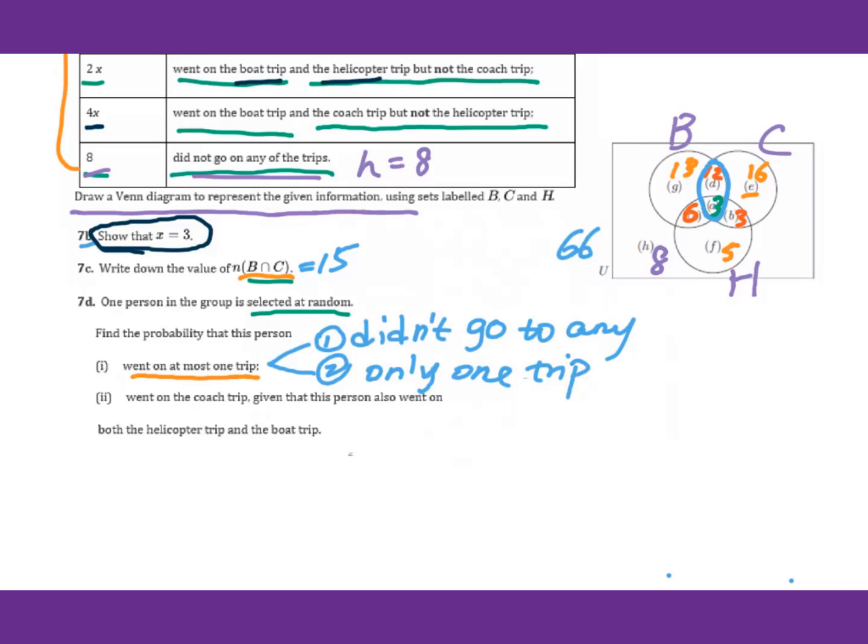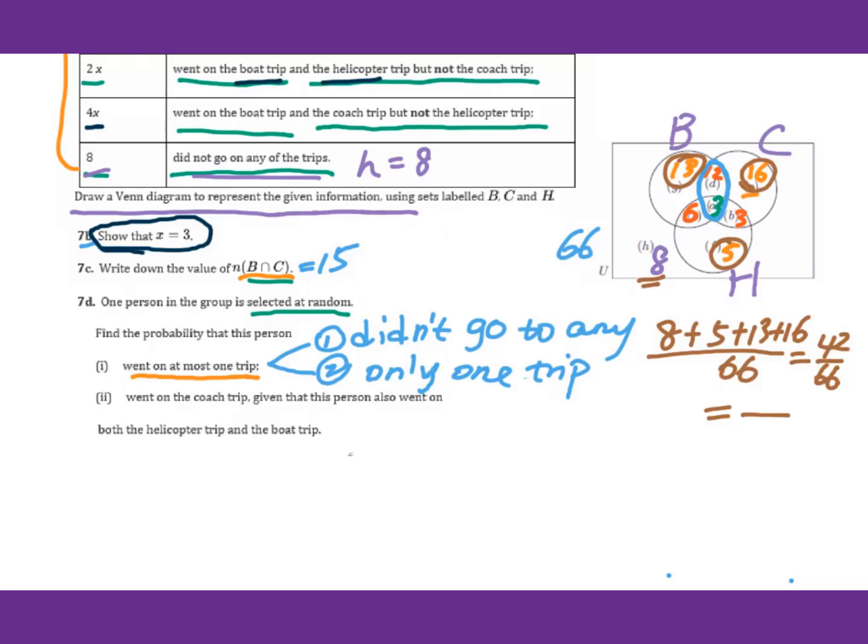So from this Venn diagram, we know these numbers should be counted: 8, 16, 13, 5. We add these numbers together over 66. You will get 42 over 66. You can use a calculator. You will get 7 over 11.